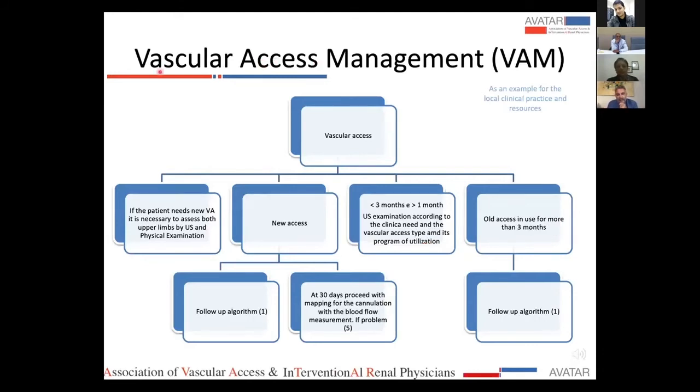This is an example of an algorithm that can be introduced in the clinical practice to help nurses and physicians to perform ultrasound in specific conditions. The name is vascular access management because this algorithm provides information about the indication of the use of ultrasound.